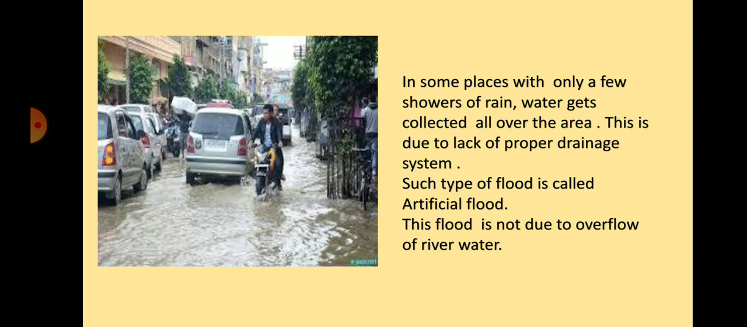But in some places with only a few showers of rain, water gets collected all over the area. This is due to lack of proper drainage system. Such type of flood is called artificial flood. Artificial flood does not occur due to overflow of river water.